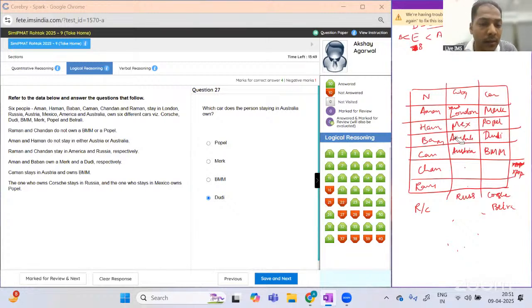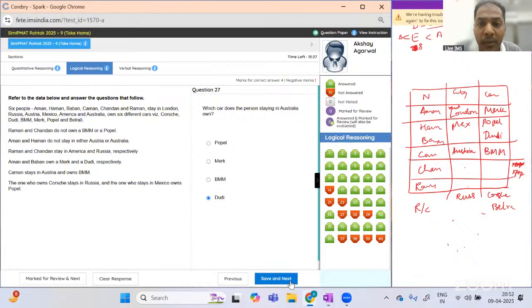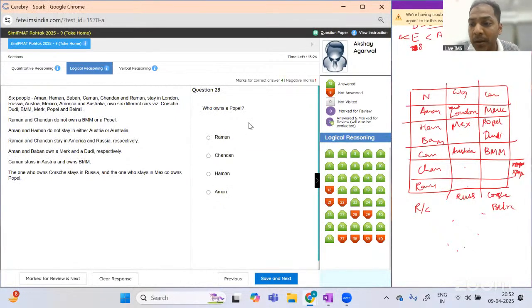I'm not getting things correct. Kaman stays in Austria and owns BMW. So Australia is still left. Australia cannot be A or this. If B stays in Australia, from the options, the only car which is possible is this. Did I pick up a wrong set? Who owns Opel? Opel is owned by Haman. Who owns Belrally? Raman and Chandan do not own BMW or Opel.